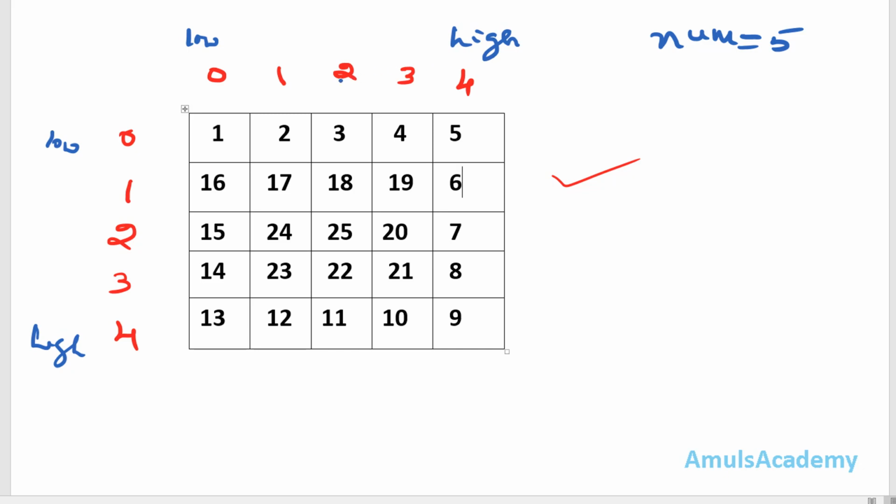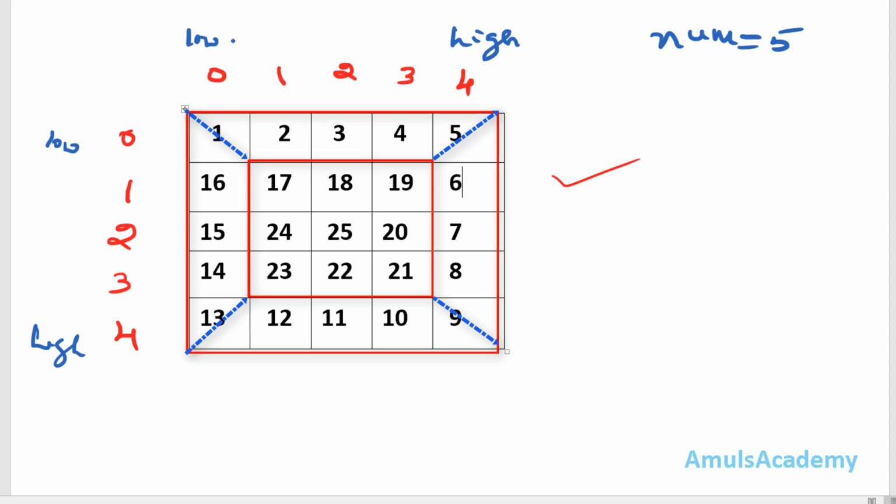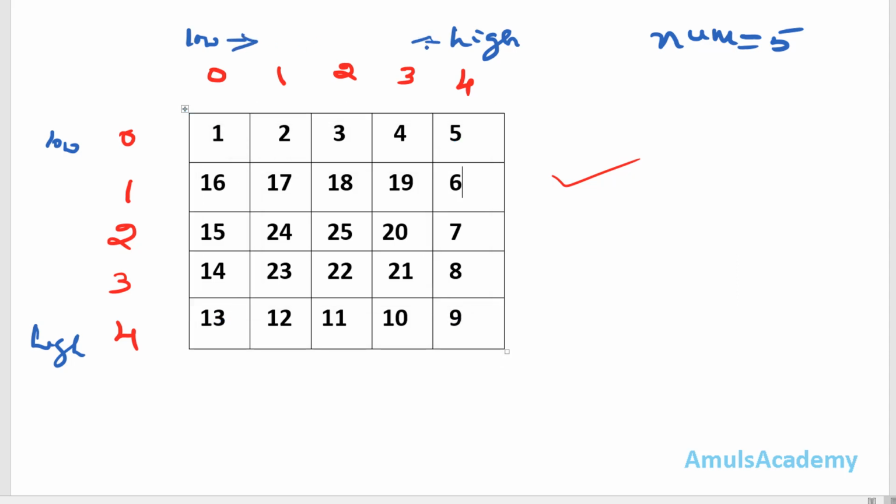This low and high range will be helpful to print the outer square. Next I'll increment the low value and decrement the high value. This will be helpful to print the inner square. Next again I'll increment the low value and decrement the high value. It is helpful to print the next square. So low and high are the two variables helpful to write the range for the loop, and they are helpful to print squares. First we will print the outer square, next this square, next this square.